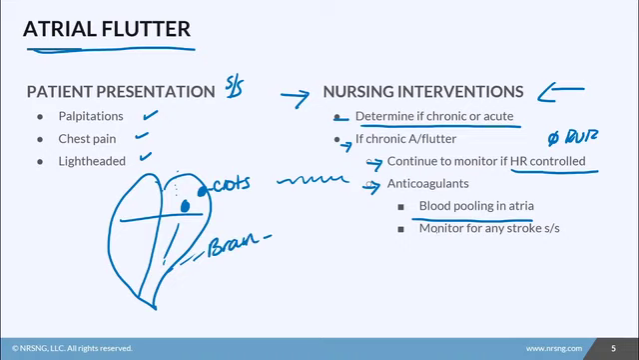So our job as nurses is to monitor for any signs and symptoms of stroke and make sure that our patients are taking anticoagulants. Now, people who are in A flutter are at high risk for strokes, not as bad as AFib, because in A flutter, the atria still contracts, so it just decreases it, but they're still at risk for it.